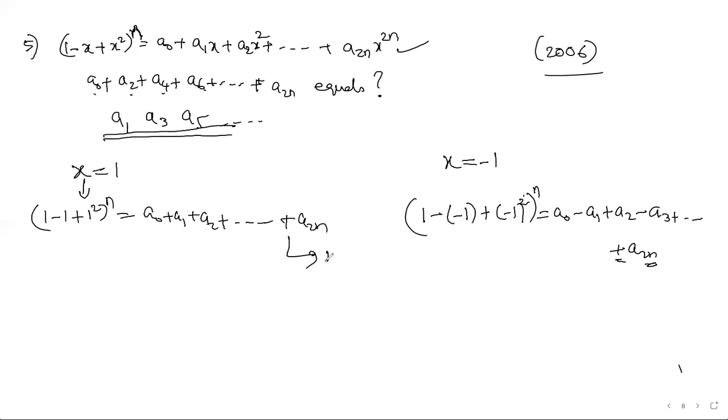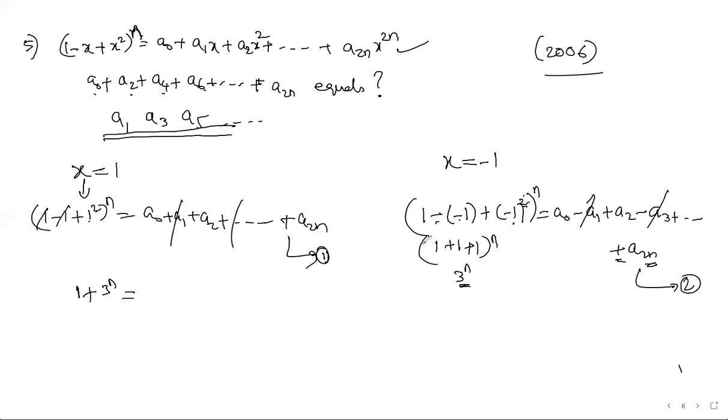If you consider this as equation 1 and this as equation 2 and add both the equations, a1, a3, a5 and everything will be cancelled. So in the left hand side, 1 minus 1, 1 square is 1, 1 power n is also 1. So 1 plus, here it's 1 minus of minus 1, that is plus 1, minus 1 whole square, that is plus 1 whole power n. So this is nothing but 3 power n. So in the left hand side it will be 1 plus 3 power n.